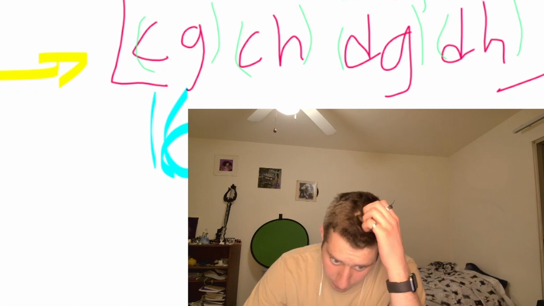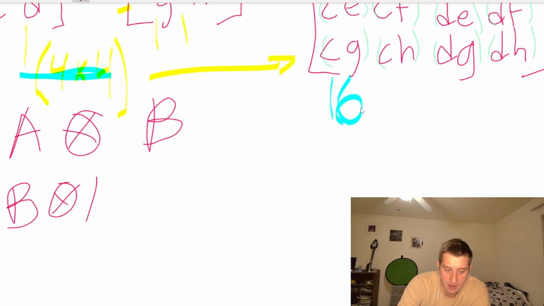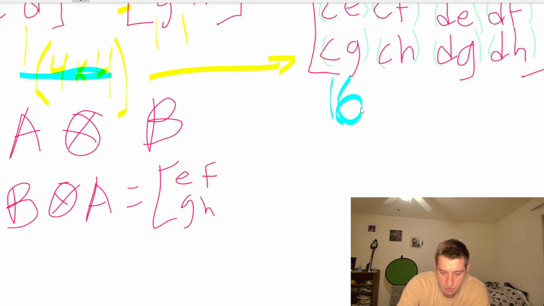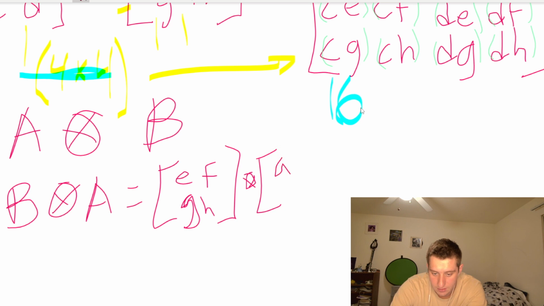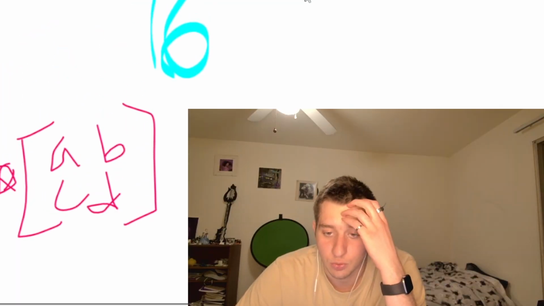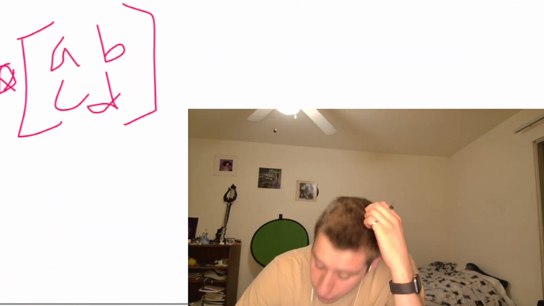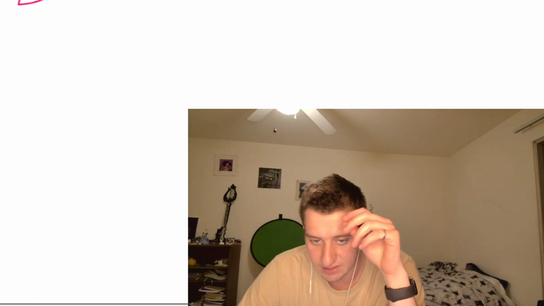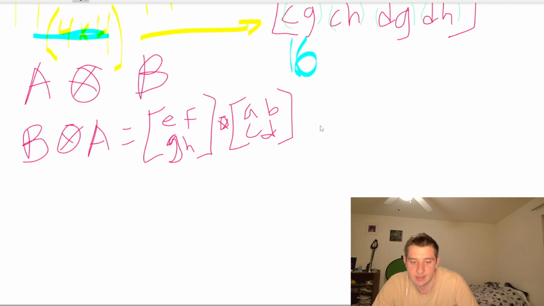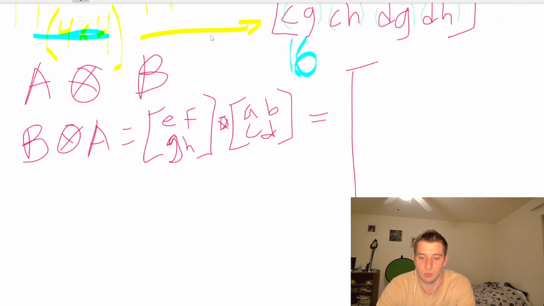So now what we want to do is take B tensor A. B is E, F, G, H. A is A, B, C, D. One thing I am going to try to do here is keep the letters in alphabetical order, because it should make things easier to see. So what would that look like? If we take this product, we're going to get a 16 entry 4 by 4 situation.